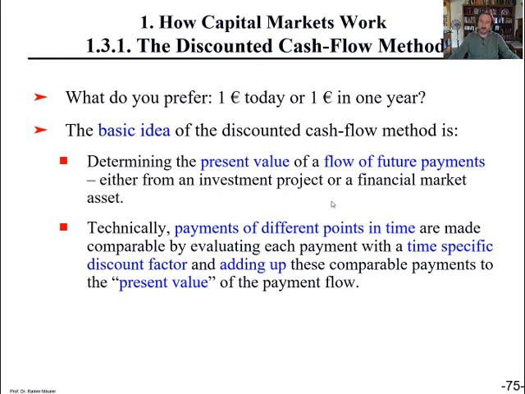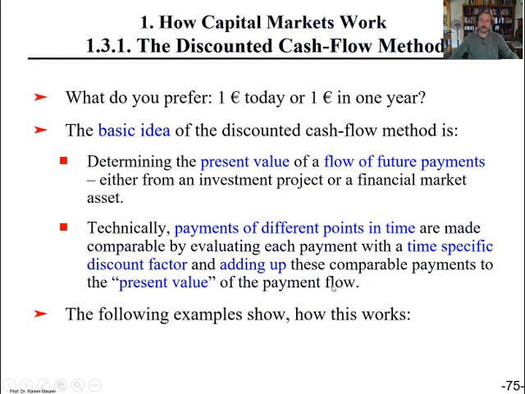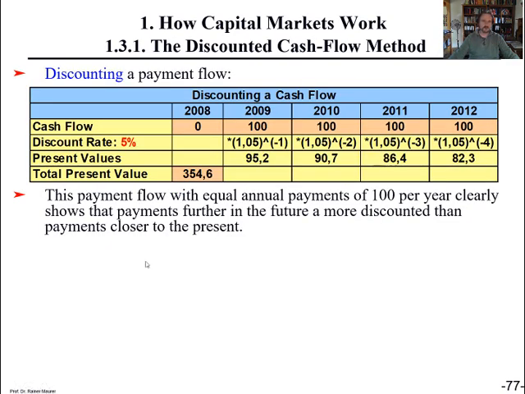Technically, these payments at different points in time are made comparable by evaluating each payment with a time-specific discount factor and adding up these comparable payments to the so-called present value of the total payment flow. The following numerical example shows how this works. This table displays the yearly payments of an asset over the years 2008 to 2012. These payments are called the cash flow of this asset.